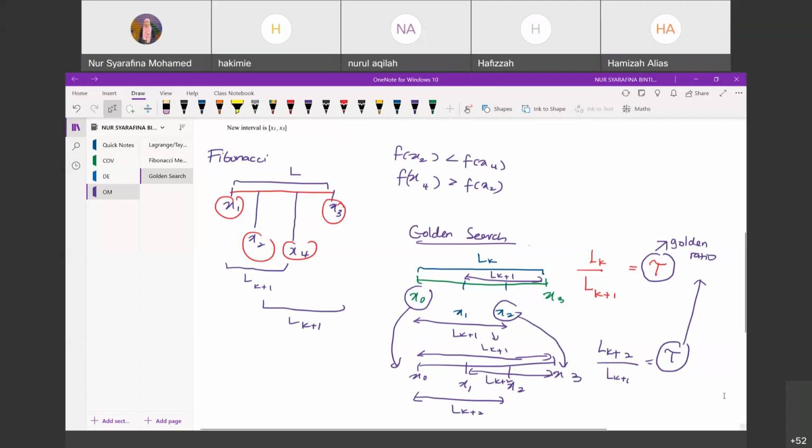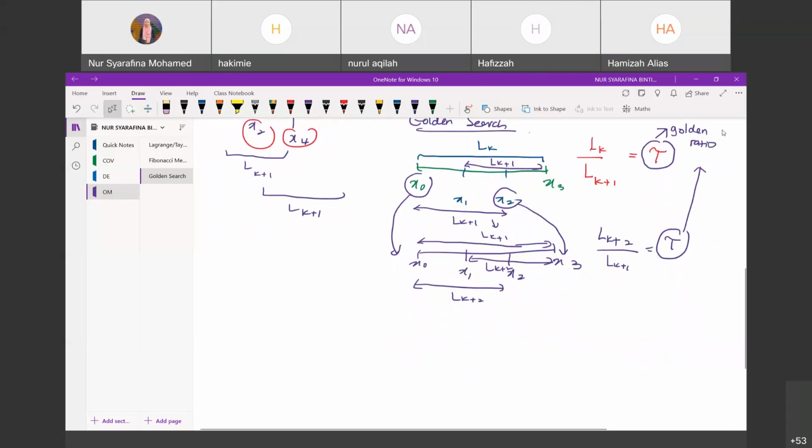So how can we find the value of tau here? From the figure, let's say we have LK plus 2 plus LK plus 1 equals LK. Where does this value come from? LK plus 2 plus LK plus 1 will give you LK, because this LK actually comes from LK plus 1, and once we choose the new interval, we have this LK plus 2. So LK plus 2 plus LK plus 1 equals LK. Understand or not? Are you clear, all of you?